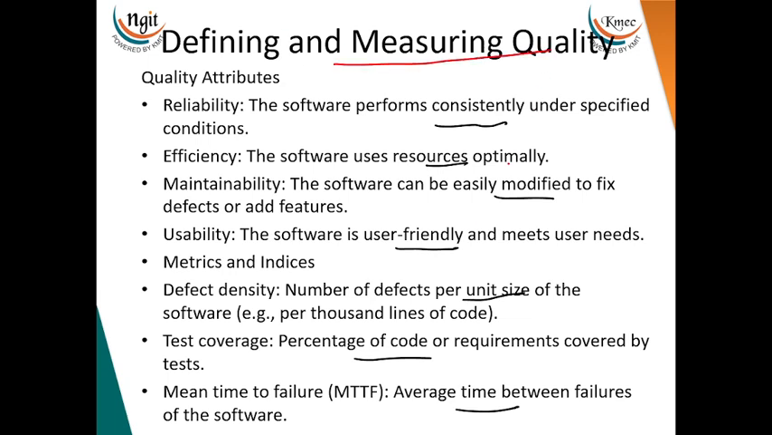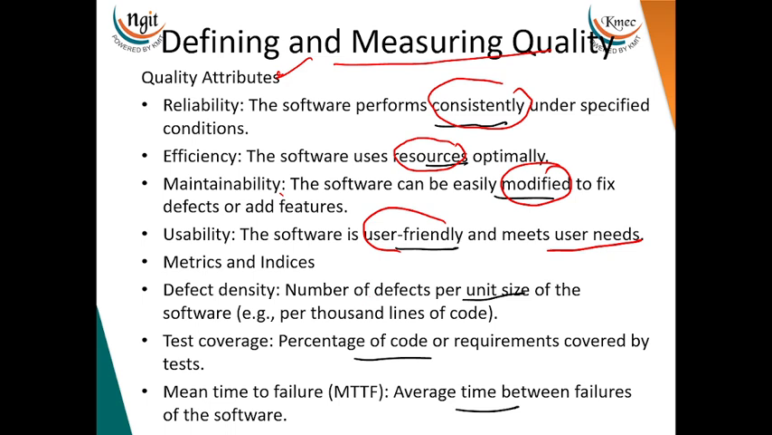Defining measurement of qualities. There are some qualities. Quality attributes: Reliability, software performs consistently under specific conditions. Effectiveness or efficiency, software uses resources optimally. Maintainability, software can easily be modified to fix defects or add features. Usability, software is user friendly and meets user requirements.